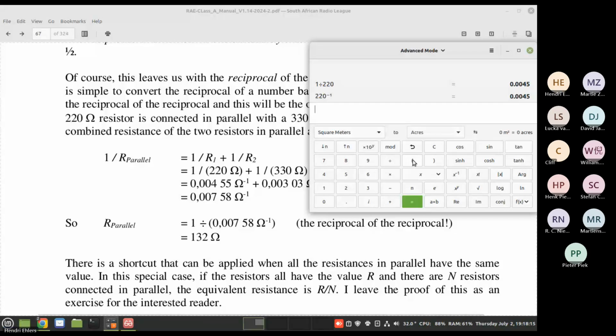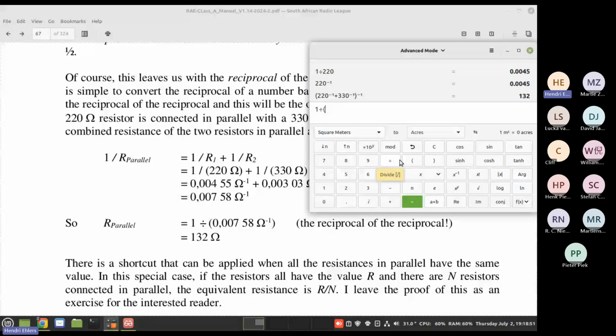Right, so this is how I do this. We take 220 to the minus 1 plus 330 to the minus 1. Right, the answer is correct. Another way of doing it is like this.